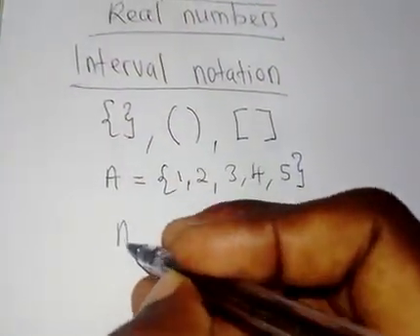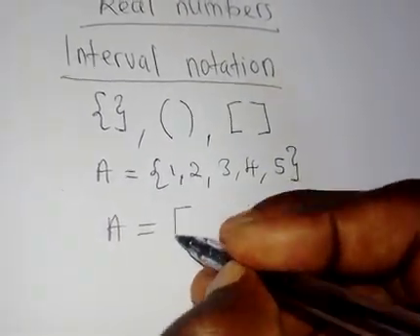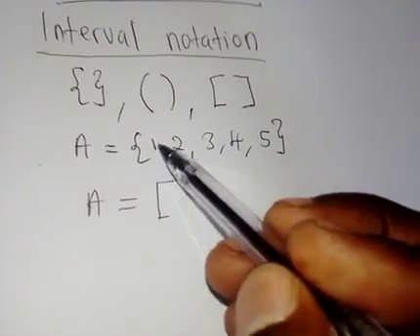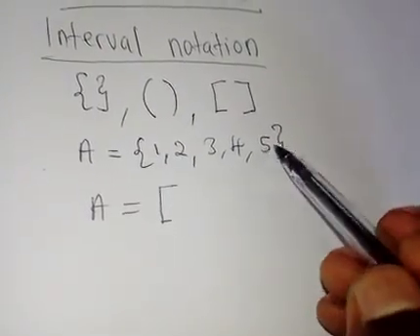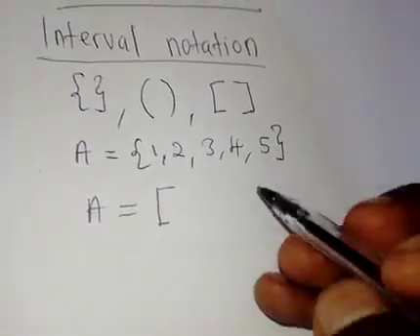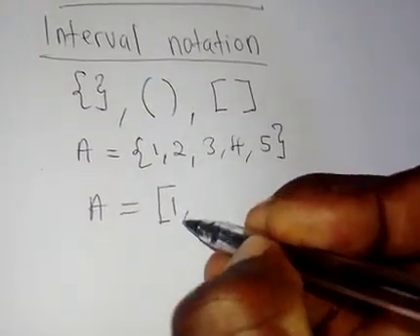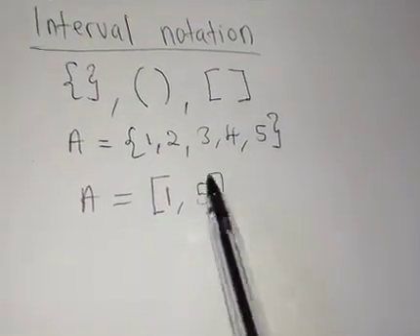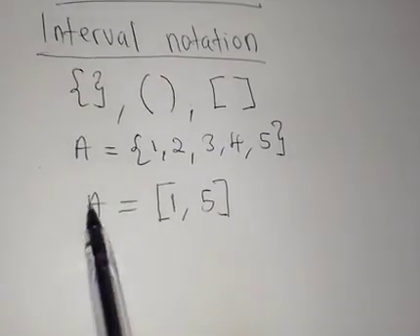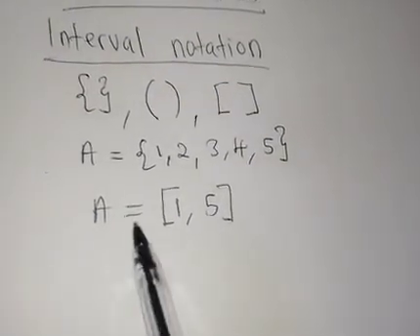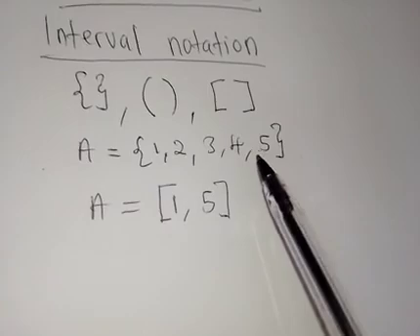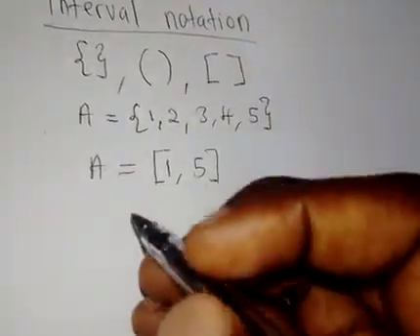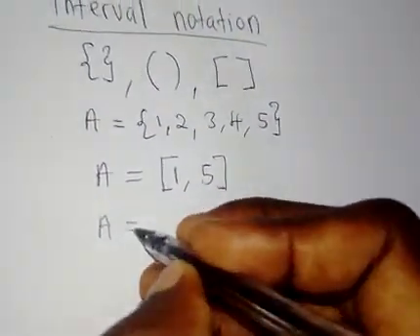So the same set A can be represented using the square brackets, so we just show the first and the last number, and they are separated by a comma. So first number 1 and the last number 5. So we have represented set A using these square brackets. Now what is the difference? We're representing the same set using square brackets and using round brackets. So let's use round brackets.